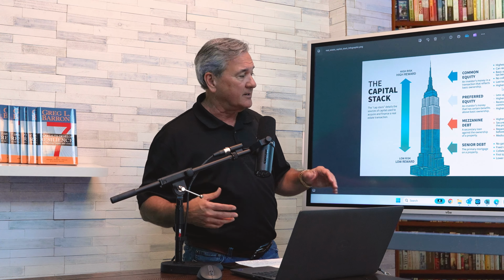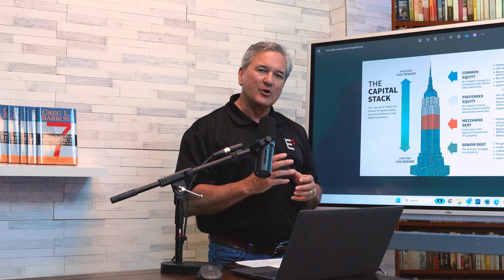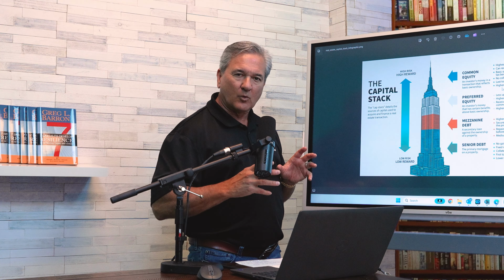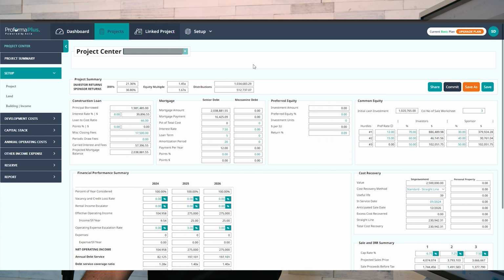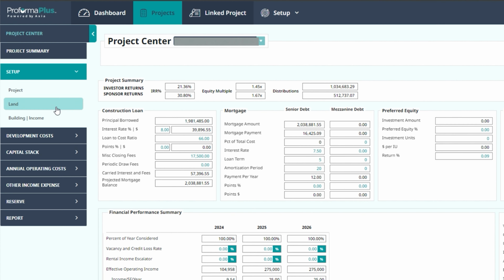So let's pop into Performa Plus right quick. And I want to show you how it actually works in the financial model. So this particular project, again, I fully loaded all the data points that I need. I've loaded the land acquisition price.